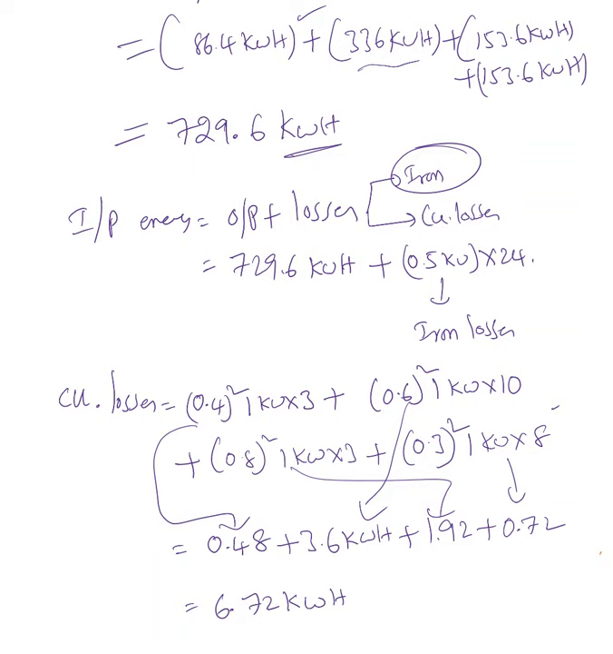How about the iron losses? Iron loss is 0.5 times 24, which is 12 kilowatt hours. So these are 12 kilowatt hours.